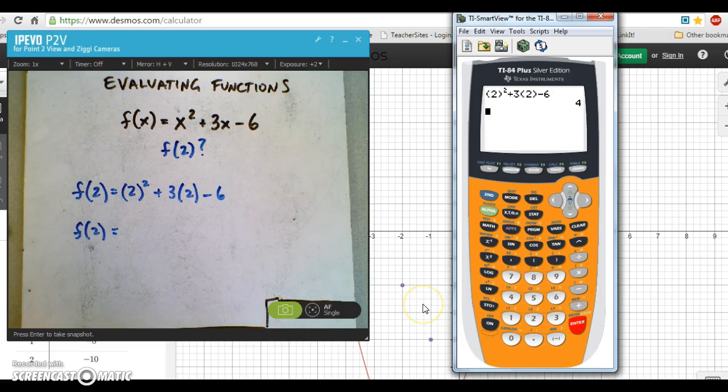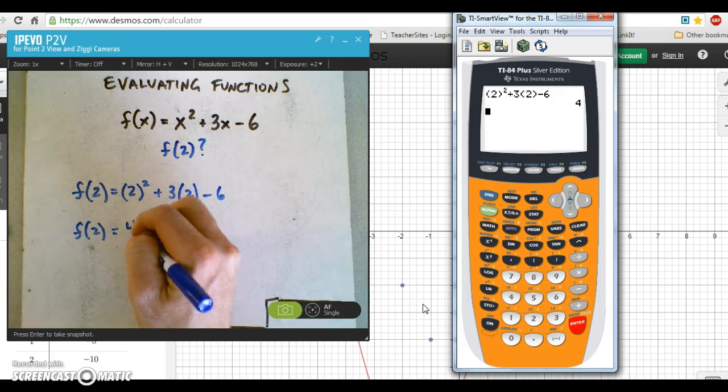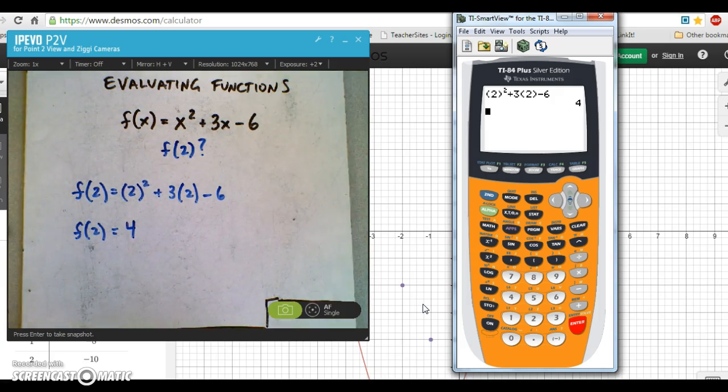And I'm going to find that f of 2 is 4. And that would be your answer. F of 2 is 4. So that means that when my input is 2, my output is 4. When my x value is 2, my y value is 4. So how does this compare to a table and a function?